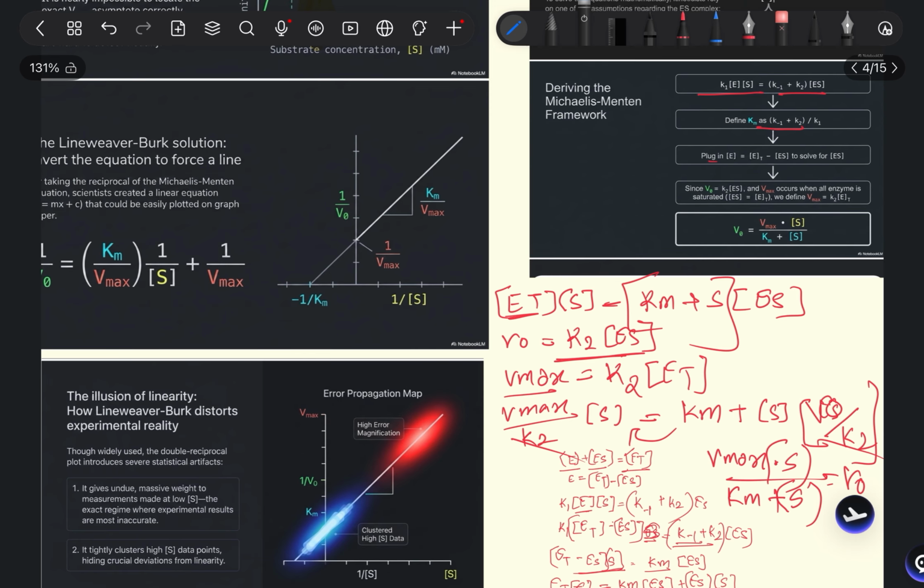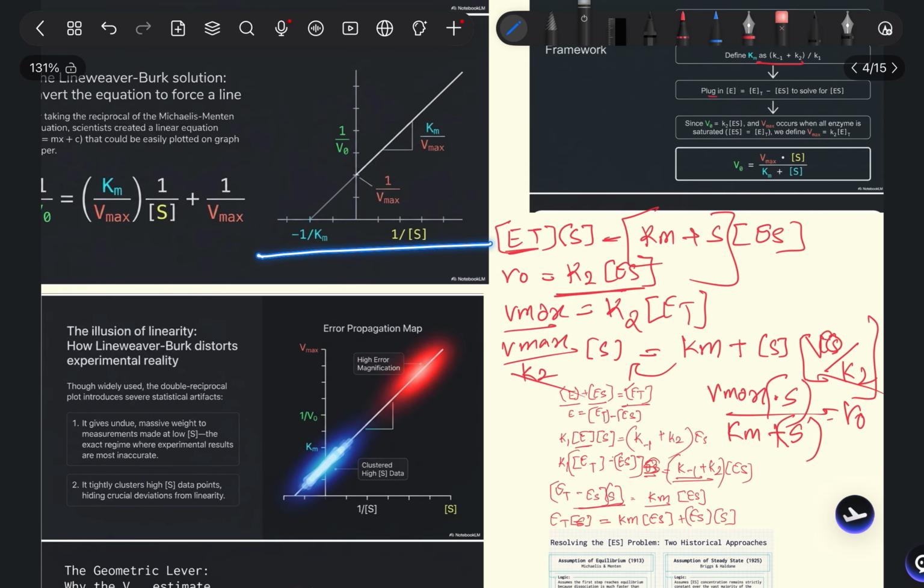So what happens is that here it is 1 by S, y equals mx plus c. So 1 by Vmax is the intercept, right? This is the slope, right? And this is what we plotted. Now, this is the graph that we are getting.